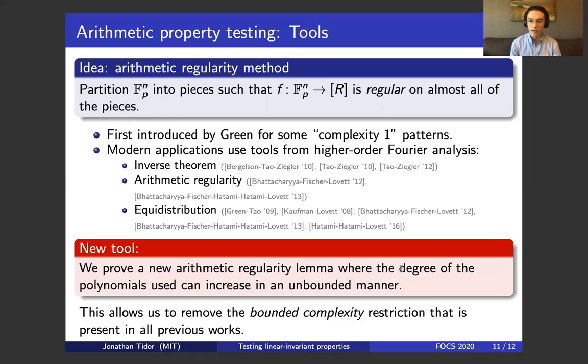In uses of higher order Fourier analysis, you typically apply a strong arithmetic regularity lemma. And the strong arithmetic regularity lemma is always proved by taking a weak arithmetic regularity lemma and iterating it. In our work, we use the same weak arithmetic regularity lemma that's been used in previous works. But when we iterate it, at each level of the iteration, the degrees of the non-classical polynomials involved are allowed to increase arbitrarily at each step of the iteration. And this idea lets us prove a strong arithmetic regularity lemma, which lets us overcome the bounded complexity restriction.